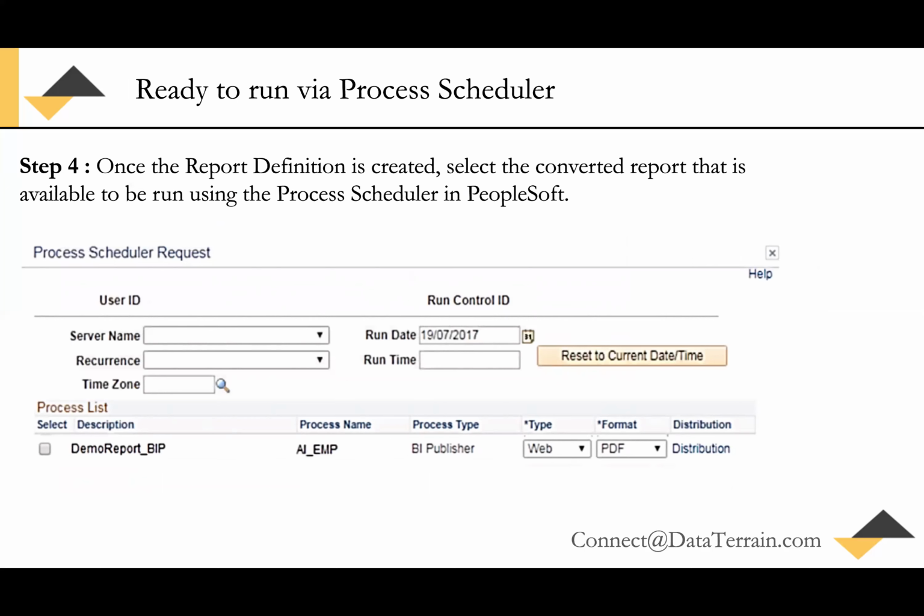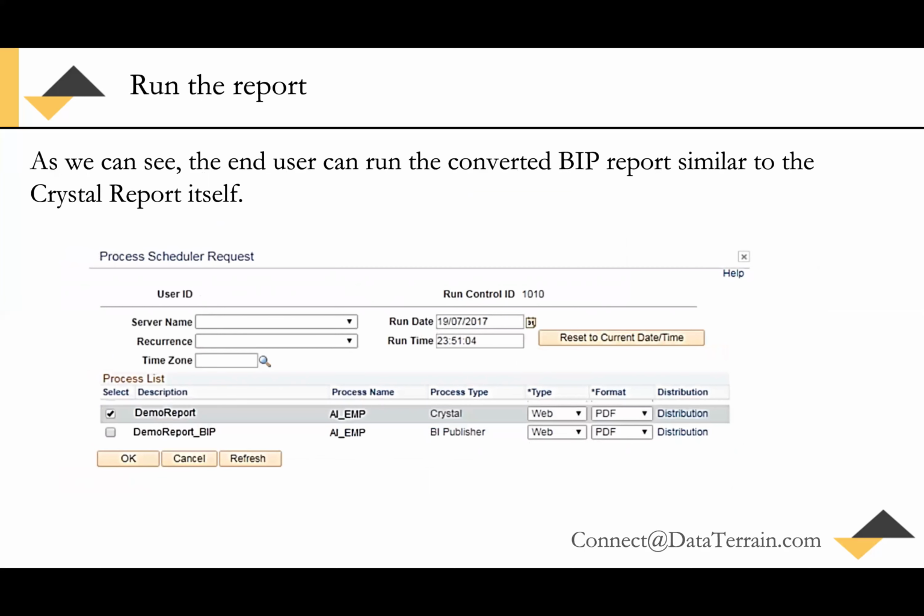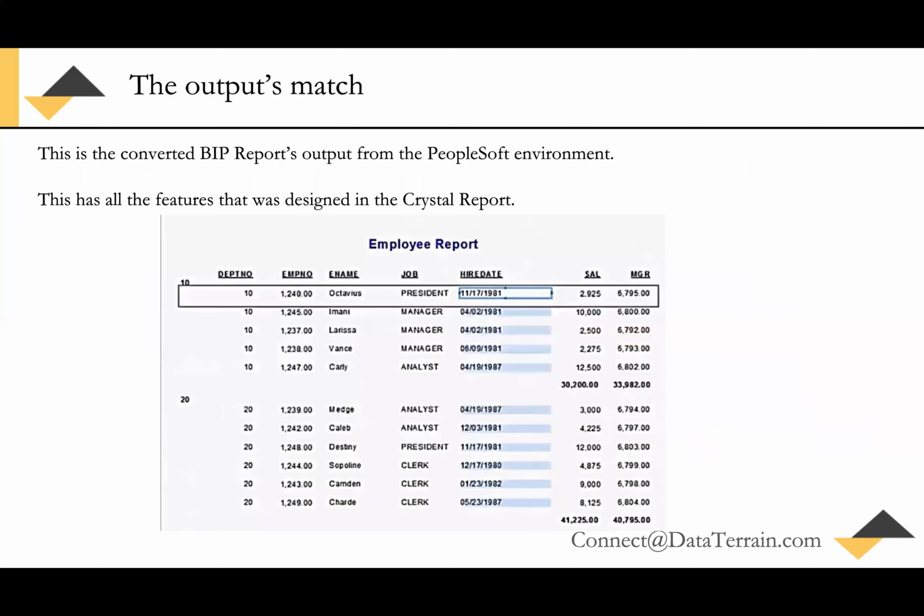This includes report scheduling, and then the report will be run in the BIP, similarly as it was in the Crystal reporting. The intention is for the outputs to match exactly with a one-to-one conversion.